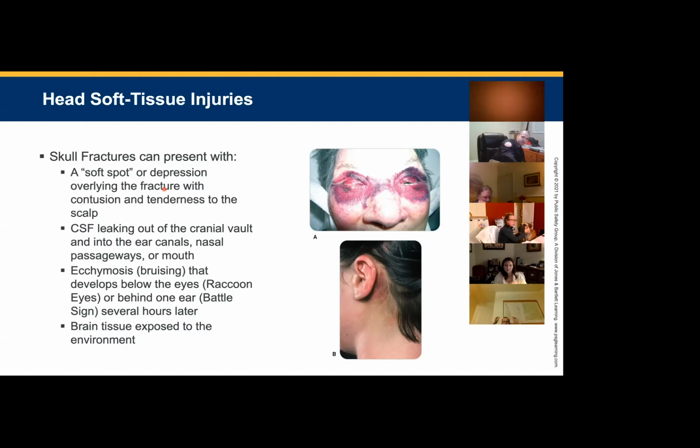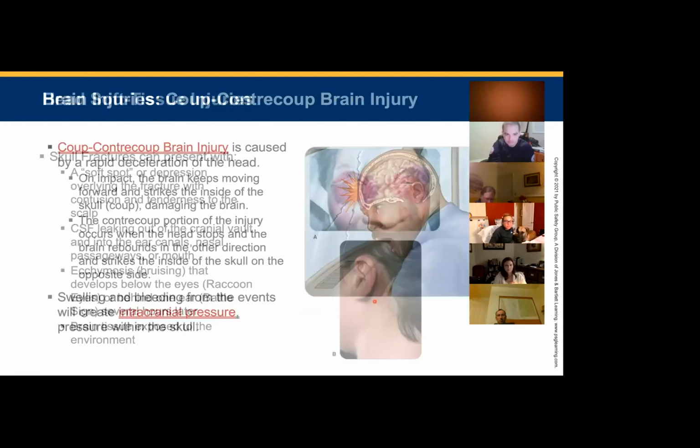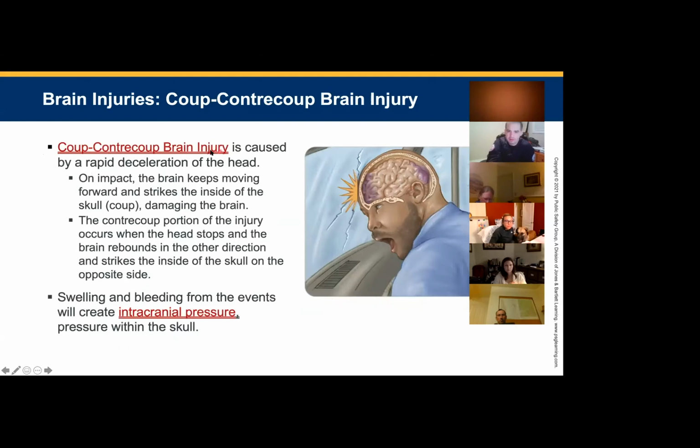So the problem is that CSF leaks out of the cranial vault and into the ear canals, nasal passages, or mouth. We may have ecchymosis or bruising that develops below the eyes. We call that raccoon eyes. So this individual has what we call raccoon eyes. Or we may have it behind the ears, and we call that Battle's sign. That would indicate that we have some kind of skull fracture with CSF and blood leaking out. This is a very important concept to keep in mind.